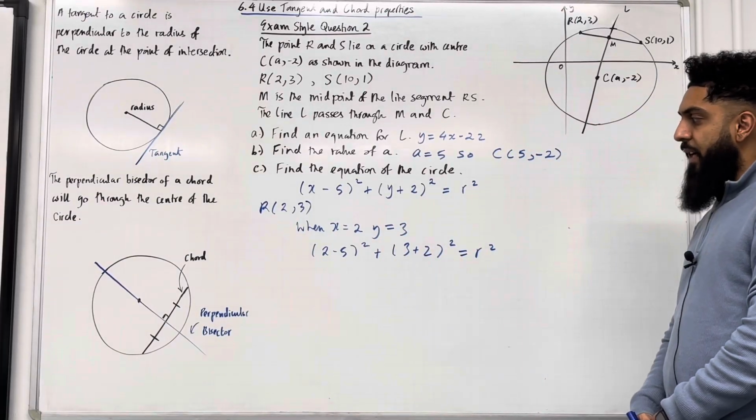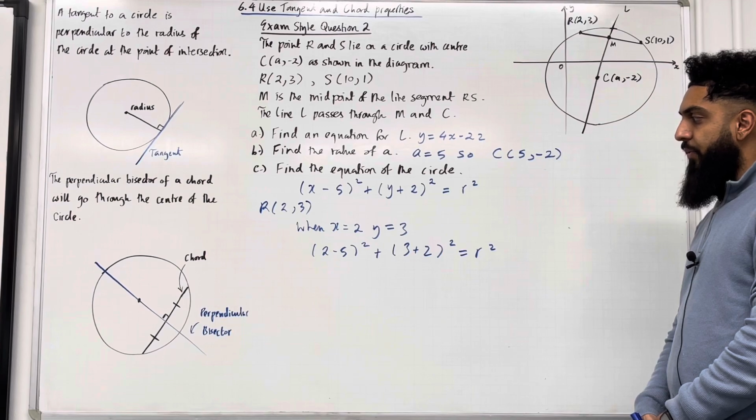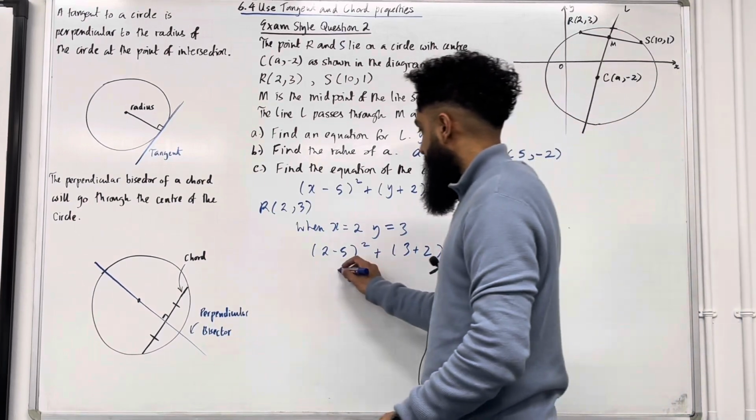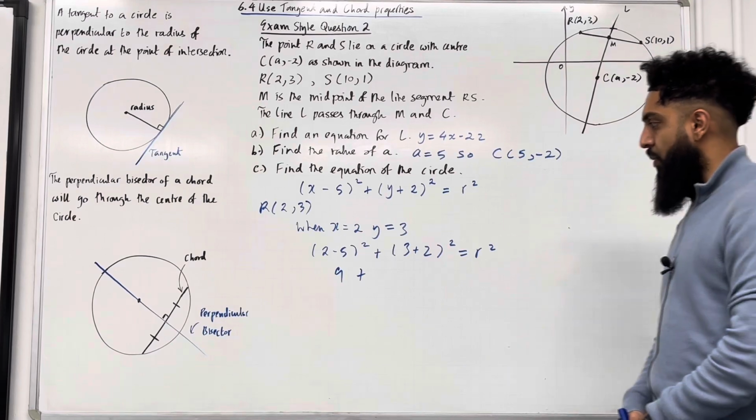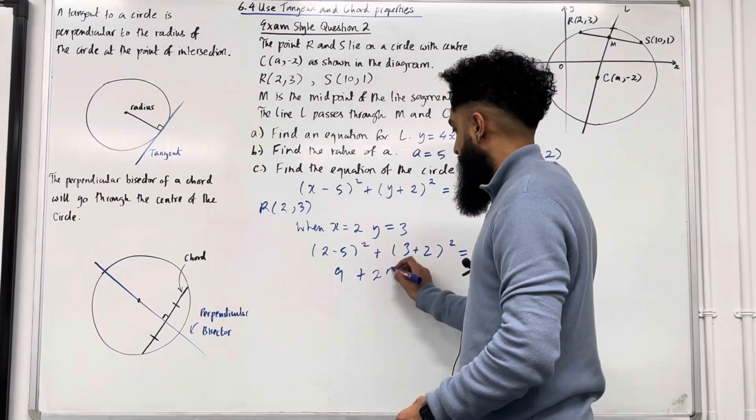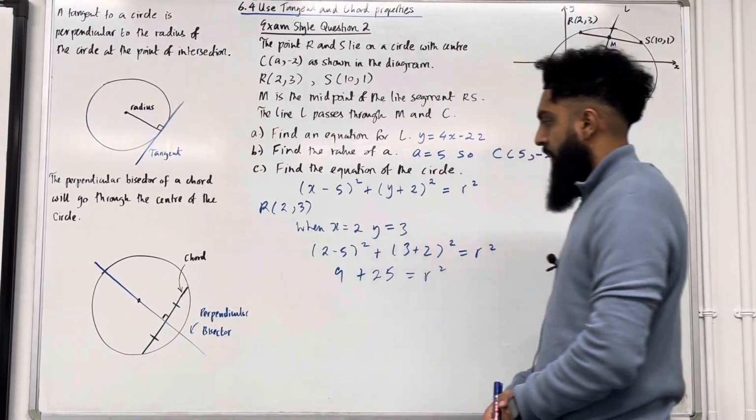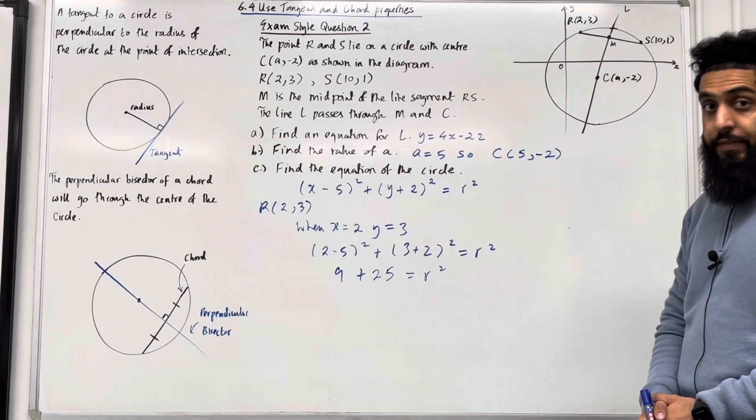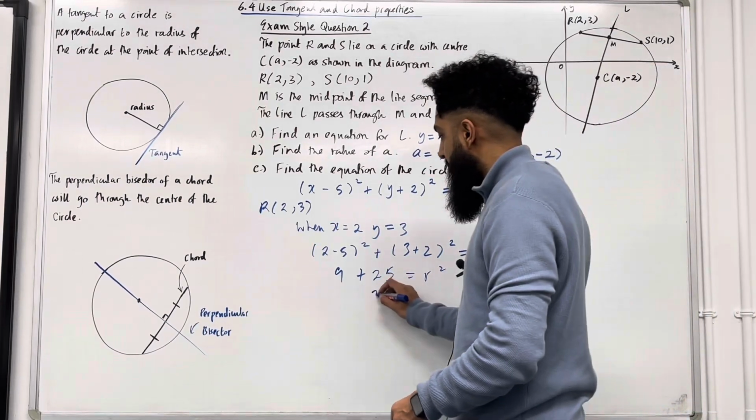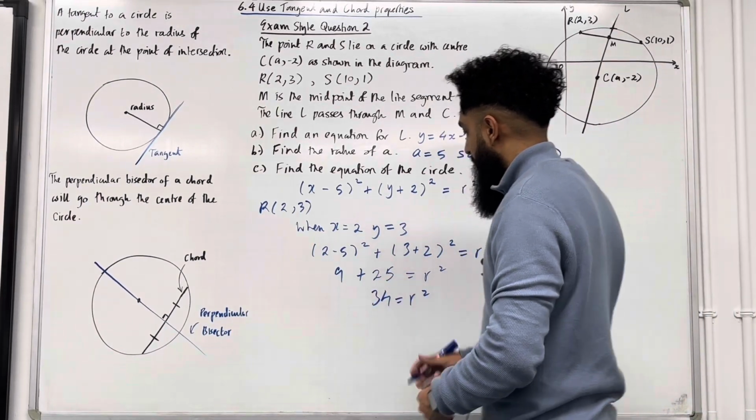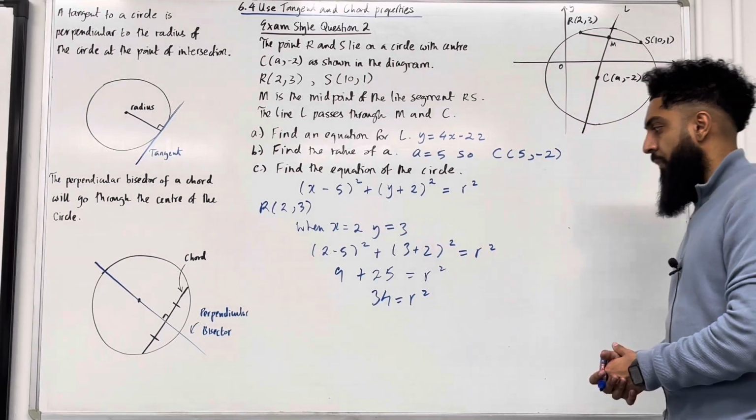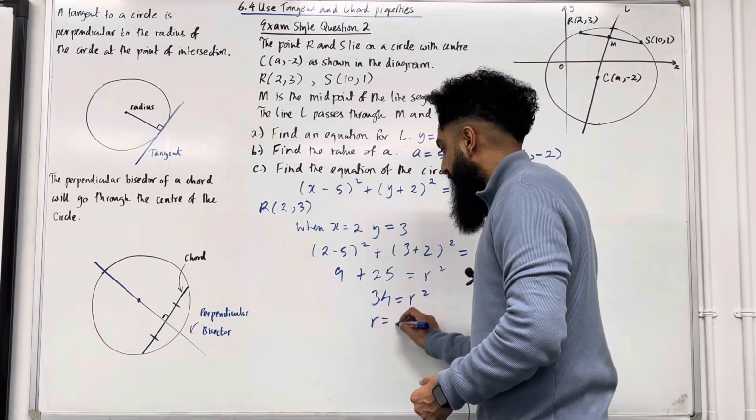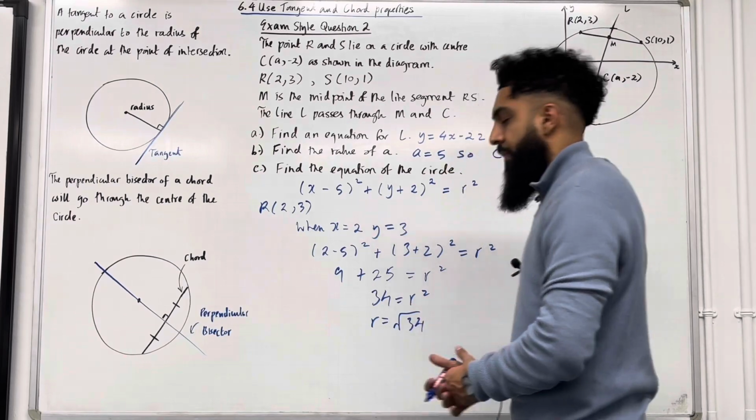So 2 minus 5 is minus 3, and minus 3 squared is 9. Plus 3 plus 2 is 5, 5 squared is 25, equal r squared. Now 25 plus 9 is 34. So we have that 34 is equal to r squared. r is a radius, it's a length, so we take the positive square root and we get r is equal to square root of 34.